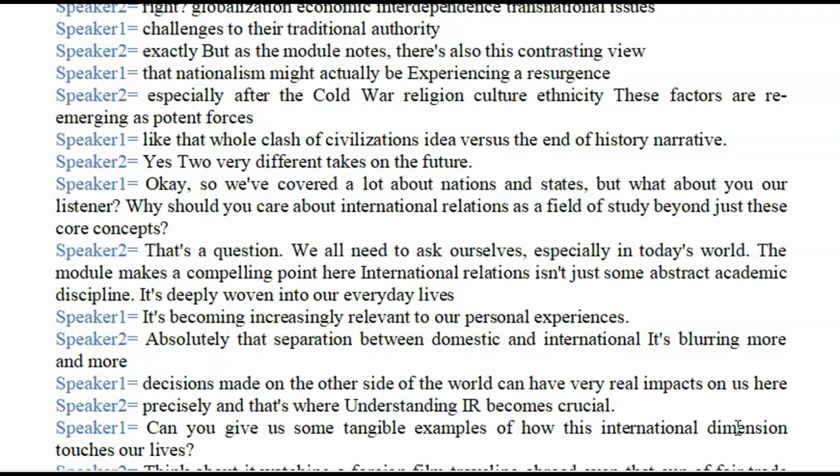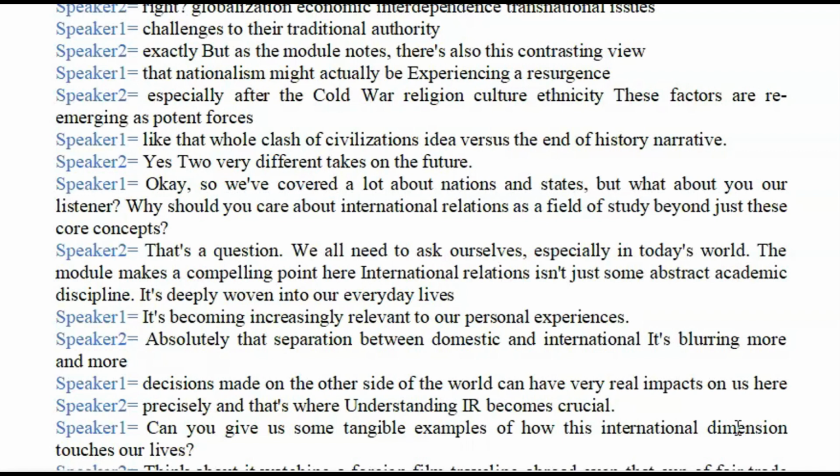Beyond just these core concepts? That's a question we all need to ask ourselves, especially in today's world. The module makes a compelling point here. International relations isn't just some abstract academic discipline. It's deeply woven into our everyday lives. It's becoming increasingly relevant to our personal experiences.